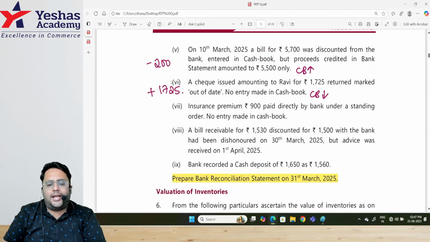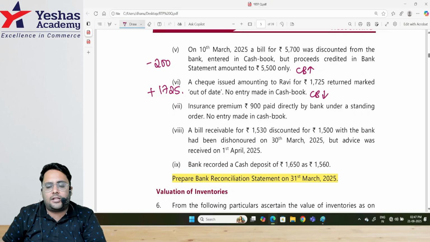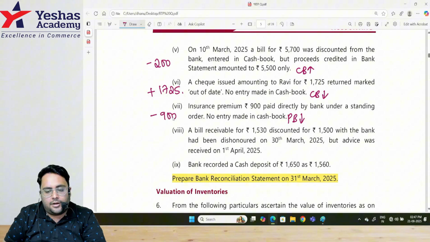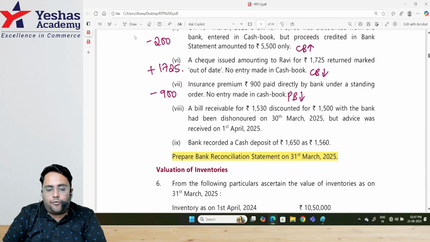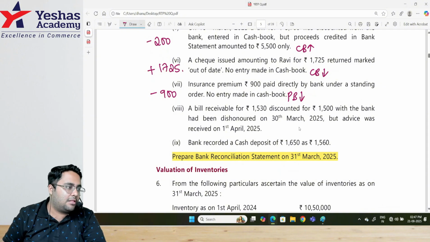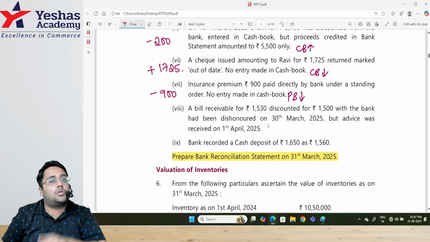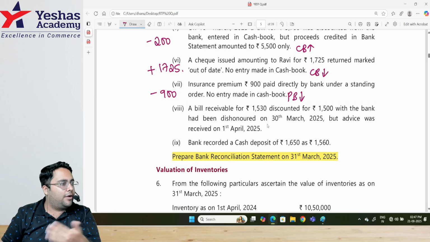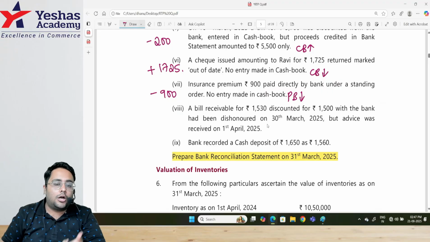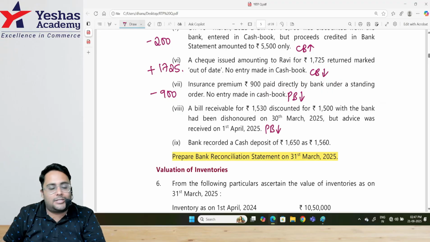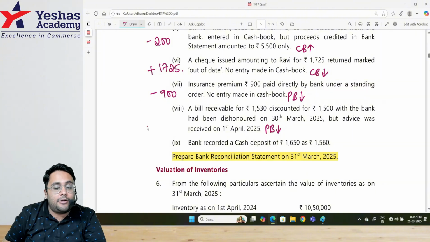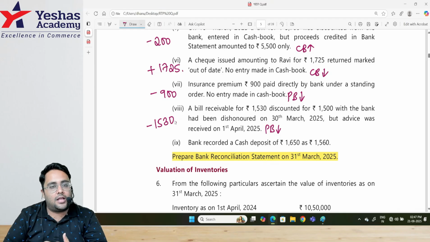Let's continue ahead. Insurance premium 900 paid directly by the bank. Passbook goes down. Add or deduct? Minus 900. Bill receivable for 1530 discounted for 1500 with the bank had been dishonored on 30th March. Advice was received on 1st April. Bill discounted, dishonored. Drawee was supposed to pay money. Drawee did not pay the money. Banker will take money from drawer. Passbook goes down. Cash book starting point. What to do? Deduct. How much will you deduct? 1530, including the discount. You have to pay the banker full money.